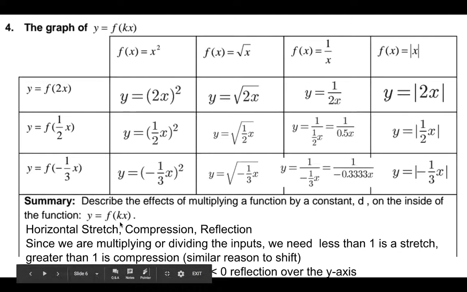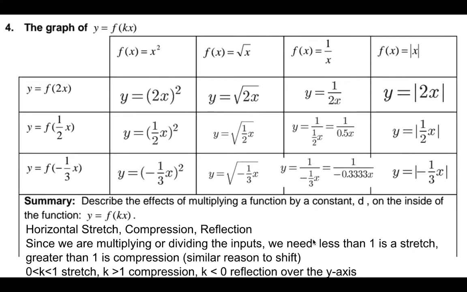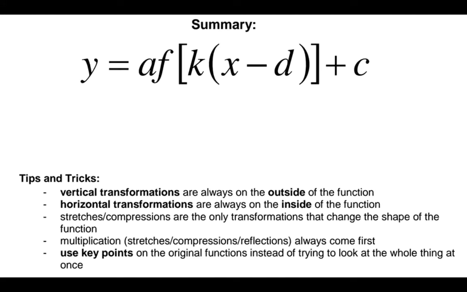If you have numbers that are between 0 and 1, you actually have a stretch. So a 1/2 is between 0 and 1, you have a stretch. If you have numbers that are greater than 1, so if the k value is greater than 1, you have a compression. Ignoring the negative, the absolute value should be on there. And then if you have numbers less than 0, you have a reflection. You still have a reflection horizontally, and that's over the y-axis, so the x's get multiplied by a negative sign. And so that's how it works.